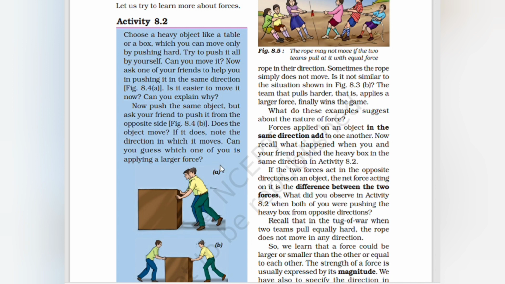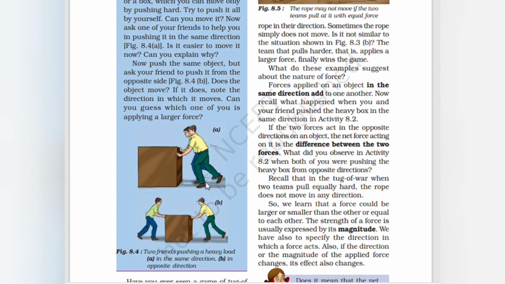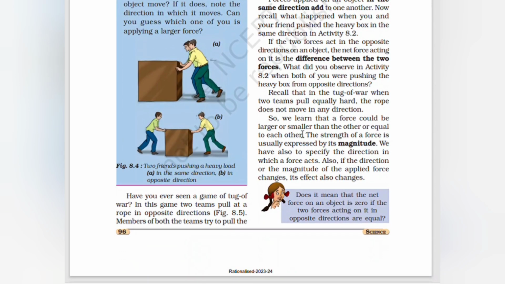Can you guess which one of you is applying larger force? Let's see which one is applying more force: this one in the same direction, this one in the opposite direction.